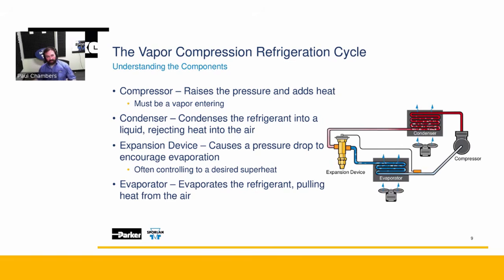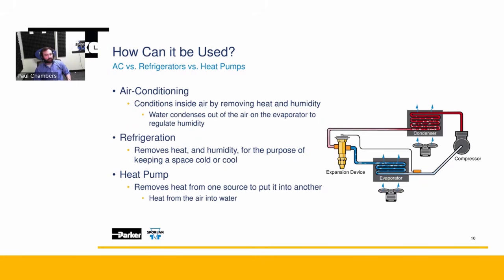So it takes heat out of the air, puts it into the refrigerant, and goes through the compressor. Now it's ready to condense because it's at a higher pressure. It condenses in the condenser and repeats the cycle. And that is the same thing over and over again. That's the same thing whether you're doing an air conditioner, a heat pump, or a refrigerator.